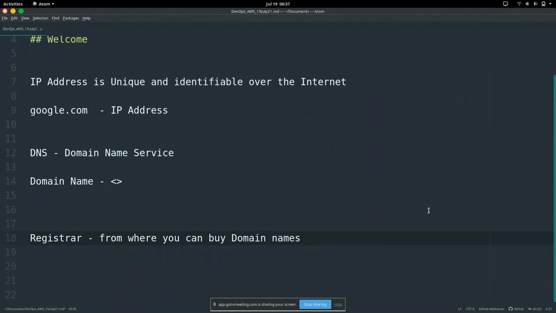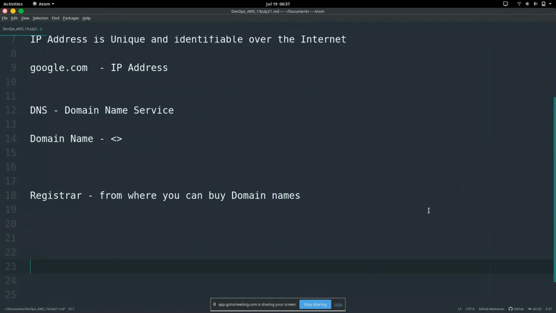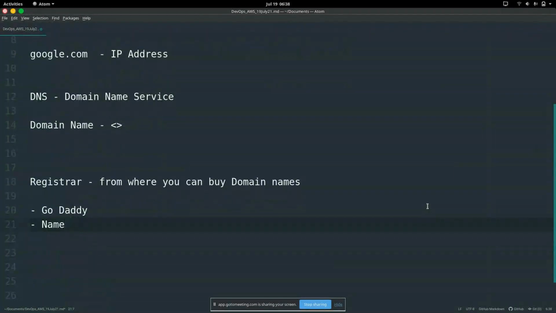Think of any website, google.com, apple.com, or nic.ac.gov.in. These are all domain names only. So even before you create a website, you need to have a domain name. Of course, you can do that in parallel. That's not a problem. So a registrar is someone from where you can buy domain names. You have examples like GoDaddy, Namecheap, and you can buy it from AWS itself. There's a service called Route 53, which we are going to discuss in our course. So from AWS Route 53, you can buy a domain name.